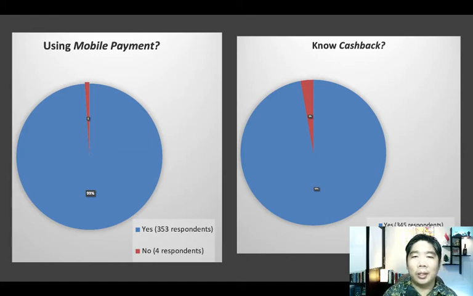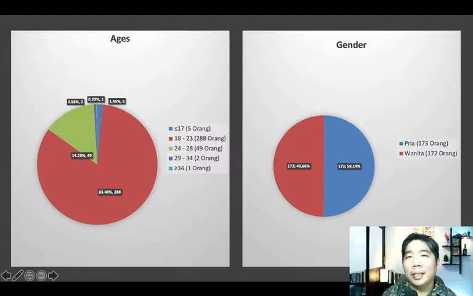Okay, and now we are talking about age. Of the 345 respondents to the questionnaire, mobile payment and cashback users, 1.5% were under 18 years old, and 288 people, about 83%, were in the range of 18 to 23 years, and 49 people, 14.2%, were in the age category of 24 to 28 years, and 2%, or 0.5%, were 29 to 34 years, and 1%, or 0.29%, were older than 34 years.